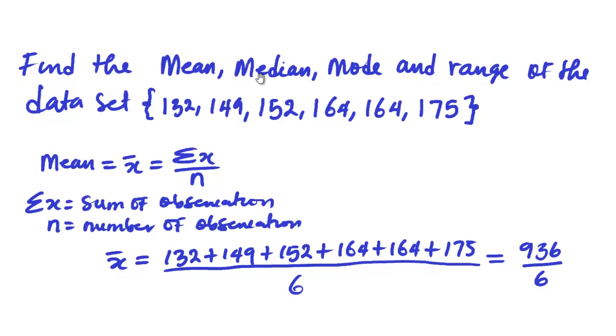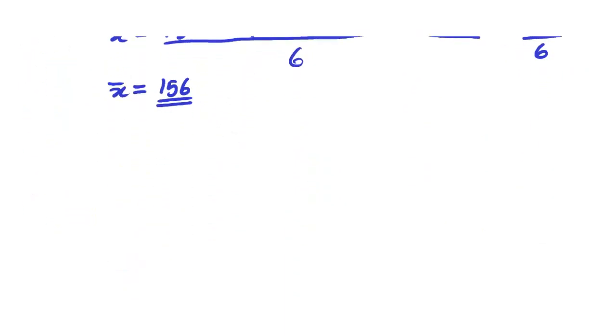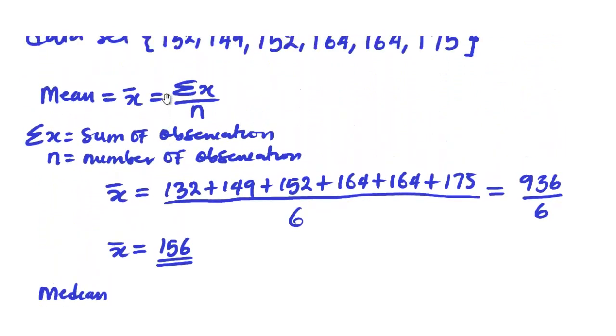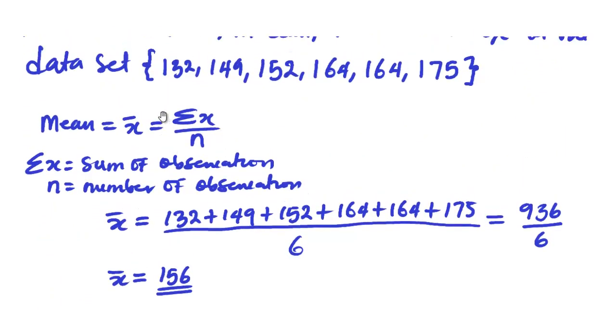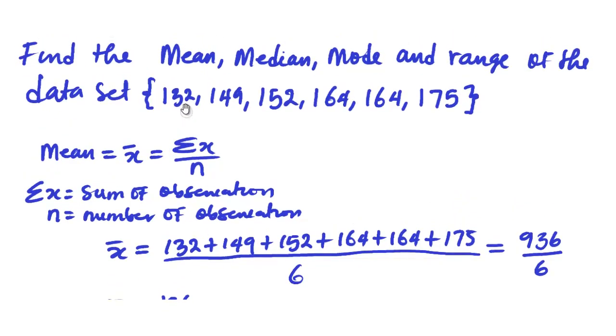That is that. Then the next one is the median. So what is the median? The median for a set of data like this is determined by first arranging the data in order of magnitude, specifically in ascending order. Now let me check if this is arranged in ascending order: 132, 149, 152, 164, 164, 175. Yeah, it is arranged in ascending order of magnitude.